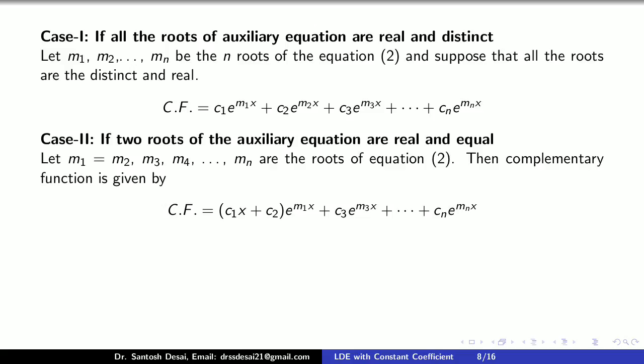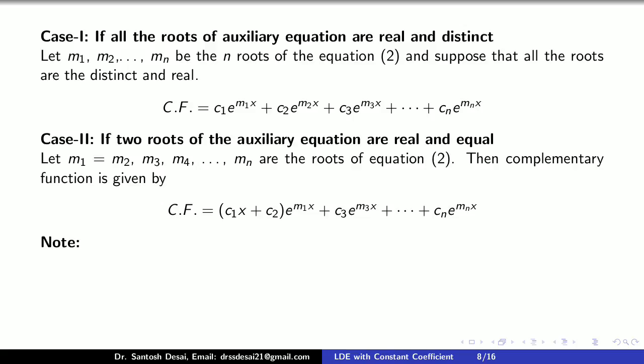So remember, if two roots are repeated, then the complementary function is given by, first we write (c1x plus c2) into e raised to that repeated root into the independent variable, plus, now the remaining m3, m4 and so on mn are again real and distinct. So one can apply case 1 and write c3 e raised to m3x plus and so on plus cn e raised to mnx. Now this is when two roots are repeated.